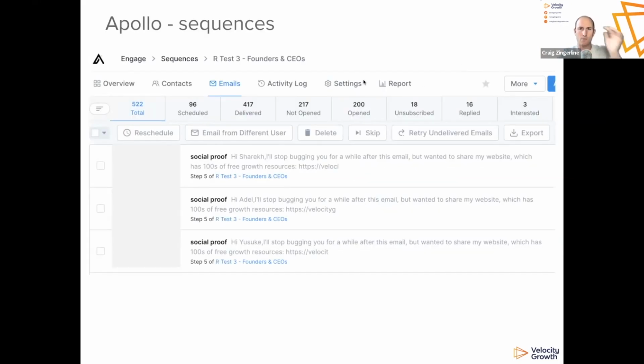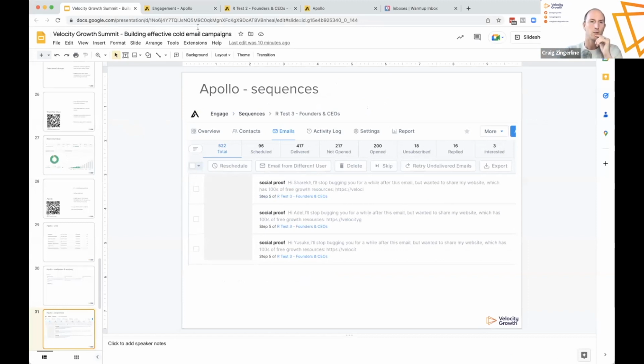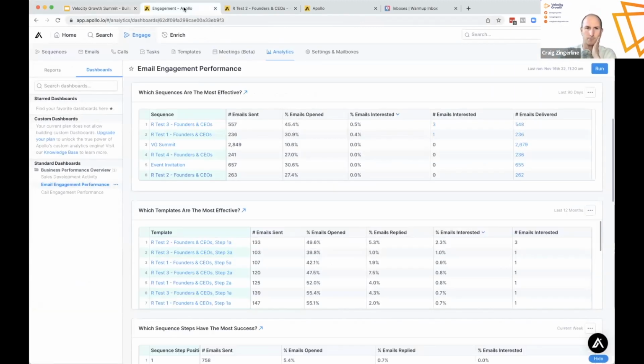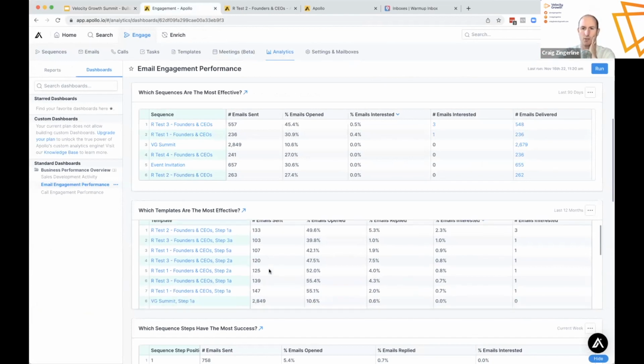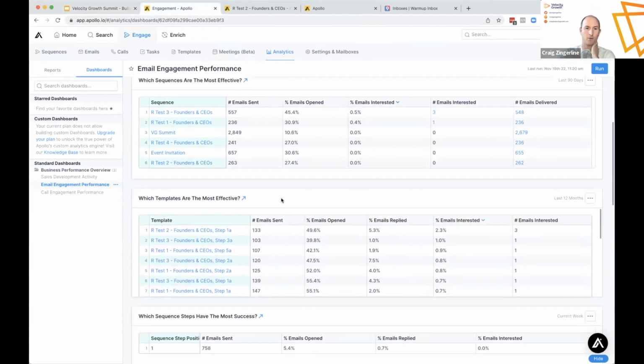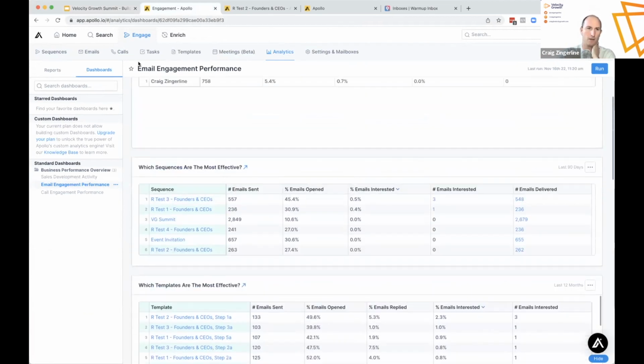I just want to spend a minute or two showing you the platform. You've got these really great analytics dashboards that let you see the performance of all of your different campaigns.